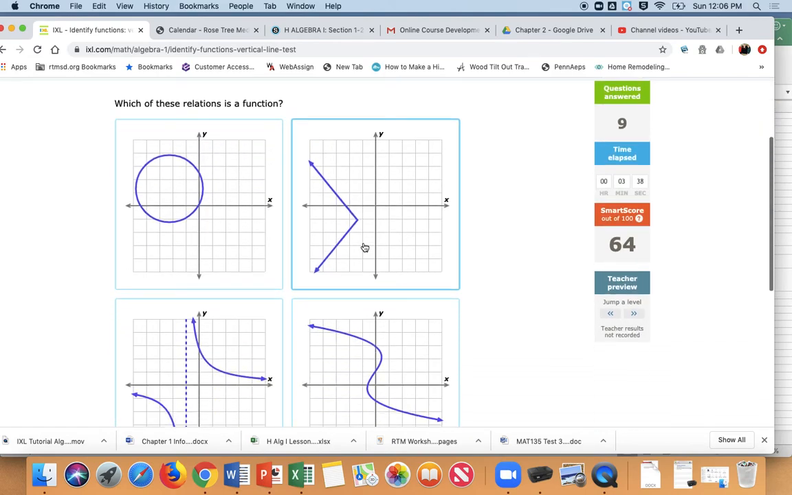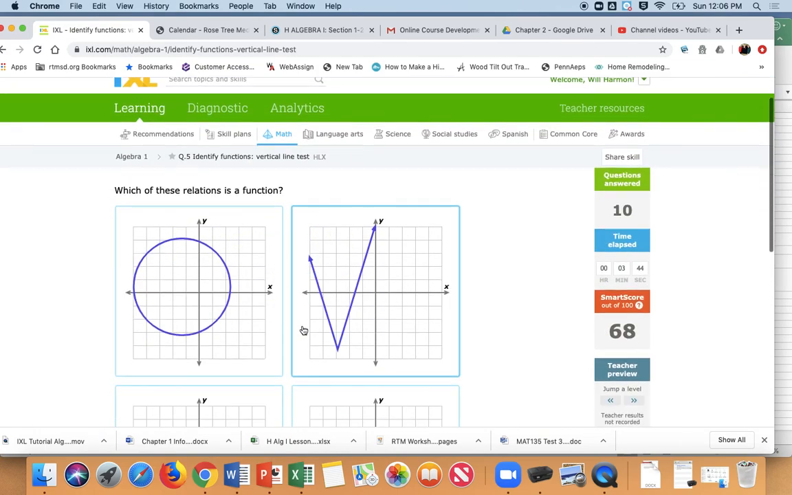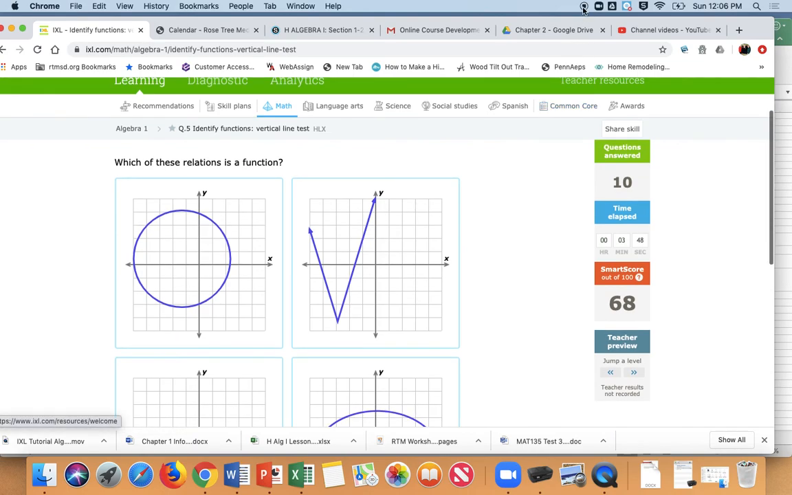All right, which of these is function? Not a function, not a function, not a function, function. All right, so as you can see, I've already gone through and almost got up to an 80. So now it's your turn to try.